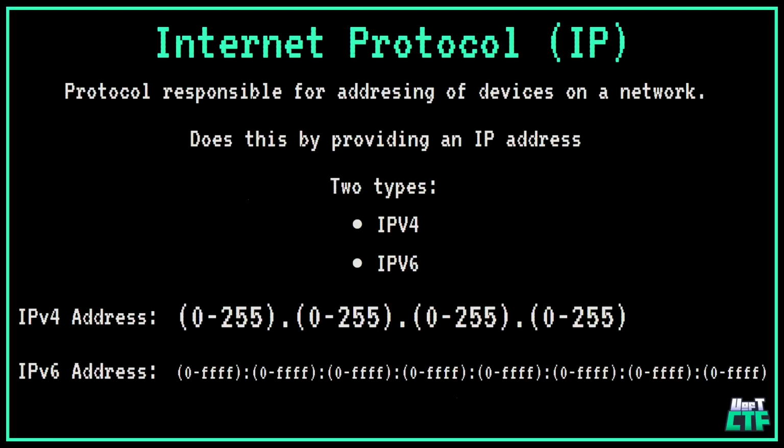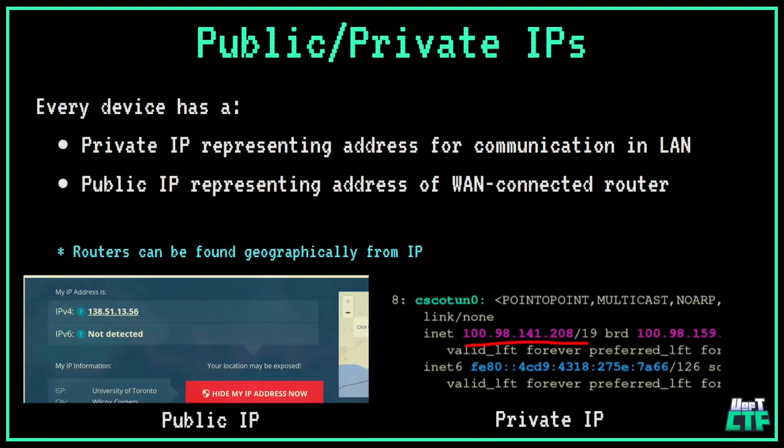Some of the things that are most important, that you've probably seen before, are internet protocol and the addresses that are related to the internet protocol. There are two types: IPv4 and IPv6, and they just have different formats for the internet addresses. IPv6 has a lot more addresses than IPv4. There are public and private IPs. The public IP is the IP of your entry point to the internet, so your router, and the private IP is the IP for your local device that is inside of your local network.